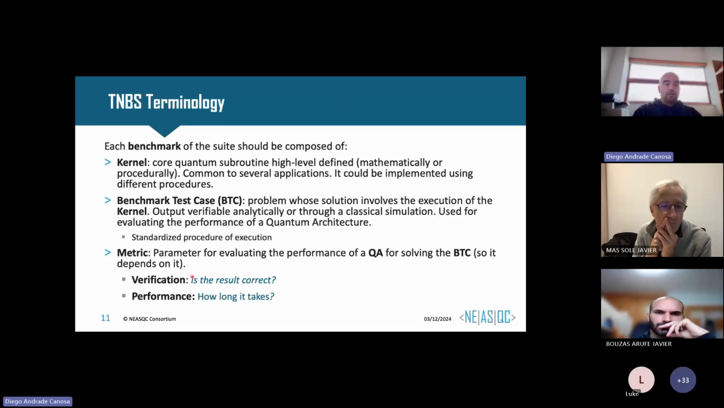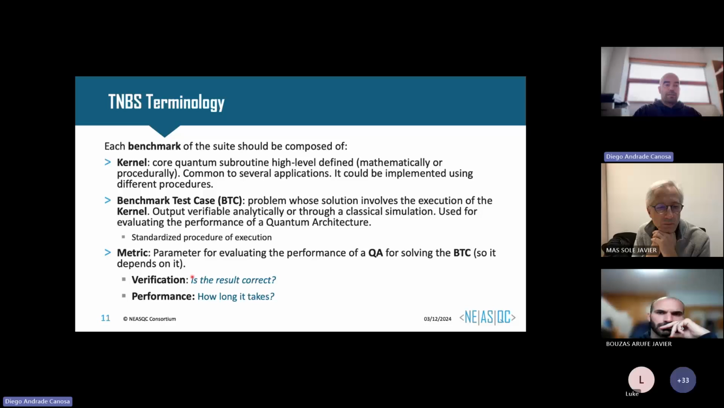Now, I'm going to introduce some terminology about TNBS. The first one is the kernel. The kernel is the core quantum subroutine, which is defined at the highest possible level, mathematically or procedurally, and preferably it has to be something that is used in several applications. So for instance, in our case, a quantum phase estimation is going to be a kernel, okay? And obviously this can be implemented using different algorithmic procedures, but our proposal is not linked necessarily to any of these approaches.